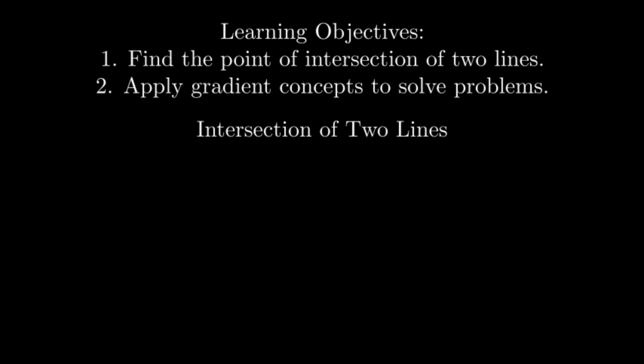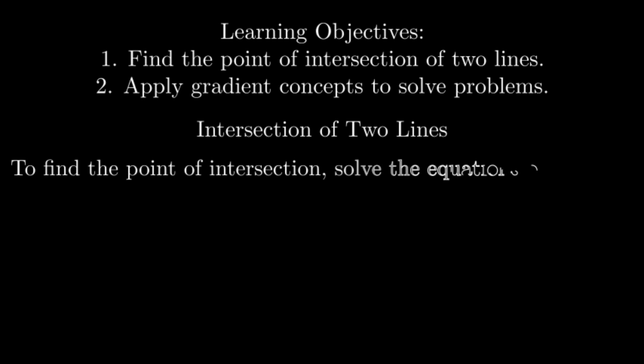Unless 2 lines are parallel or identical, they will intersect at exactly one point. This point of intersection is special because it's the only point that lies on both lines. This means its xy coordinates must satisfy both equations simultaneously. Therefore, to find the coordinates of the intersection point, we need to solve the two equations as a system of simultaneous equations. Let's work through an example.